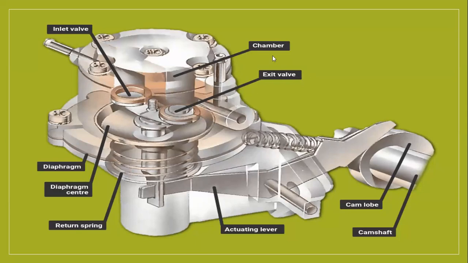inlet and exhaust. Put a round surface, the chamber. Put one like a disc called the diaphragm. The center should be the diaphragm center. Return spring: you put the spiral one and call it the return spring. So one lever, the actuated lever, and you will write a camshaft and cam lobe and one lever. Okay. So we will move to next.